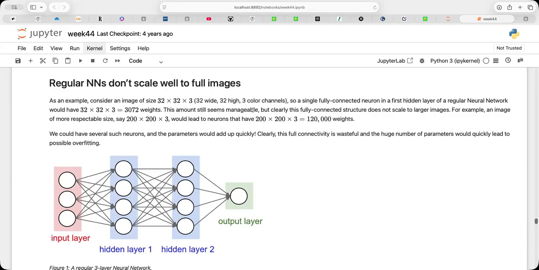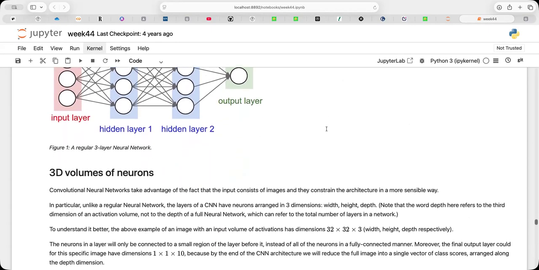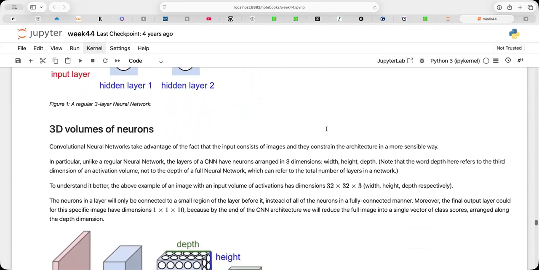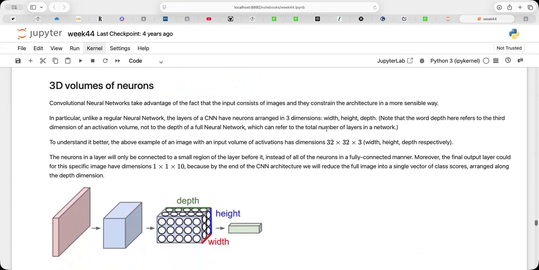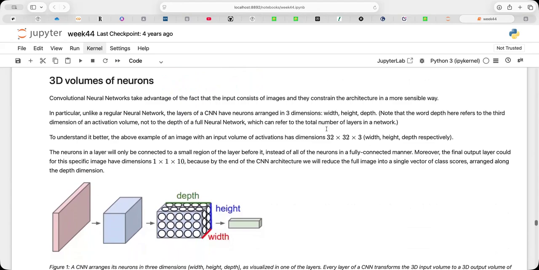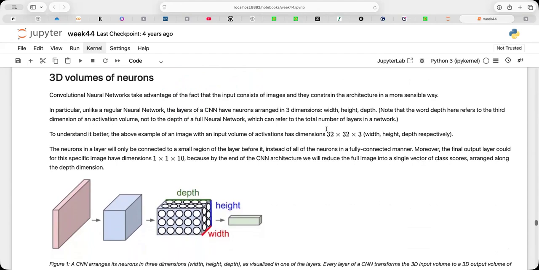This amount seems manageable, but if you are doing an image of 200 times 200, you would have 120,000 weights. So this quickly escalates. One of the problems with a standard neural network is simply that it's not scaling well enough with the dimensionality of an image.